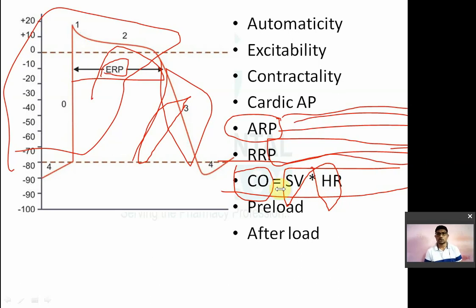Now stroke volume itself is governed by two terms, known as preload and afterload. What do you mean by preload? It is the amount of blood present in the left ventricle before its systole, before the contraction of the left ventricle. Whatever amount of blood is present in the left ventricle before the contraction is known as preload.